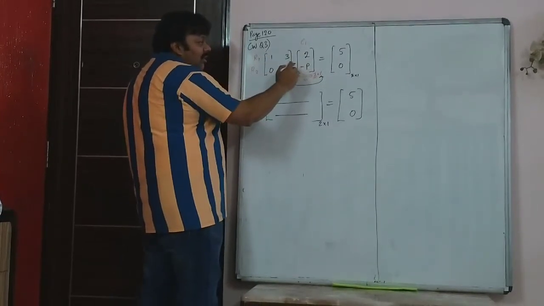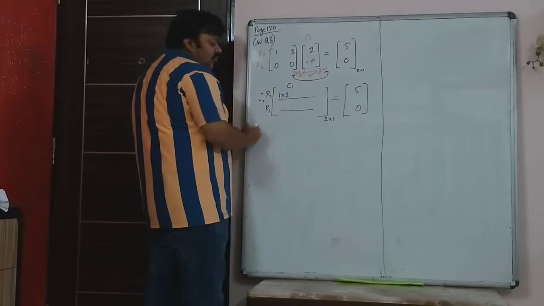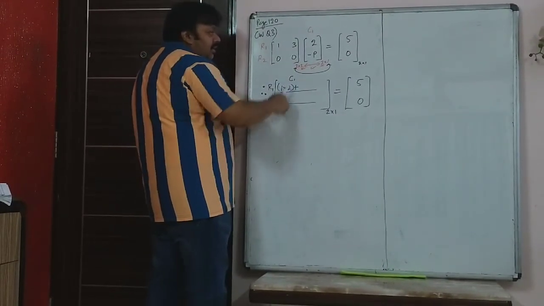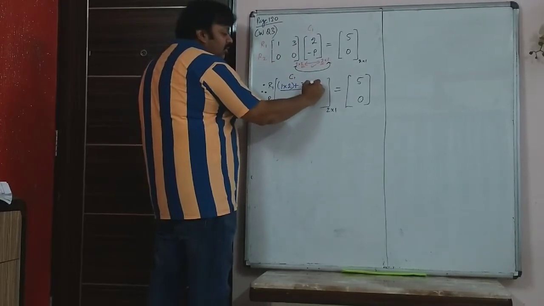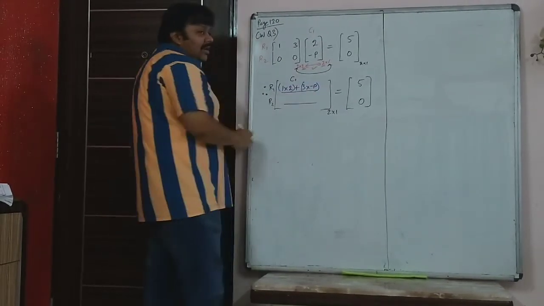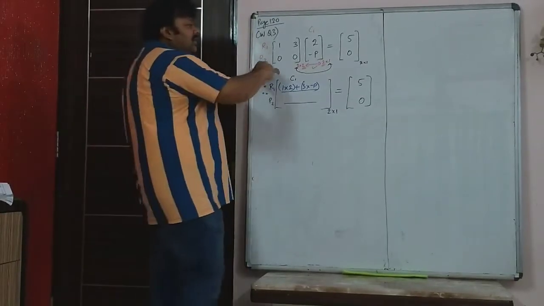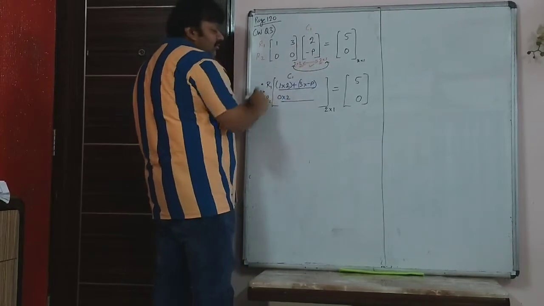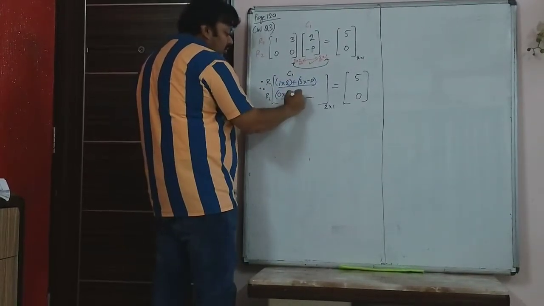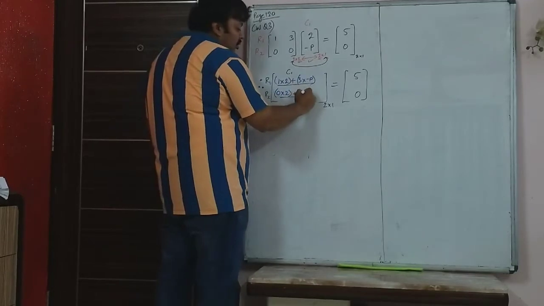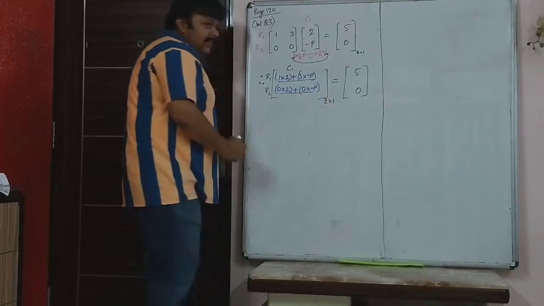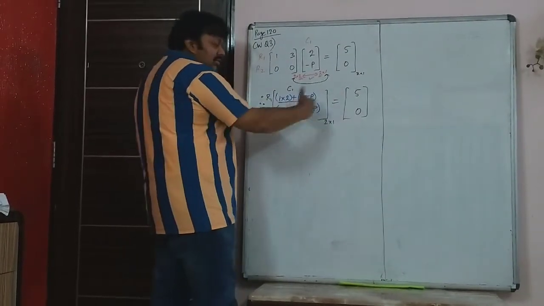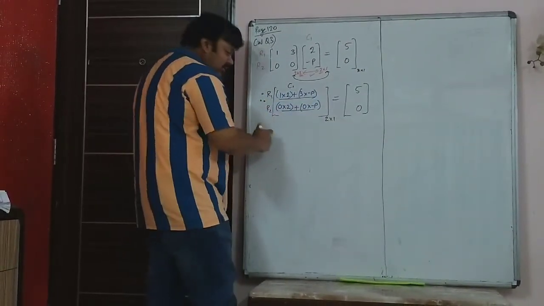So row 1 with column 1, 1 into 2, that's first element into first element, plus 3 into minus P. That will be minus 3P. And the second one is row 2 with the column, 0 into 2 plus 0 into minus P. So the second item is 0 itself, it has to be 0, because if that side it is 0, this side also it has to be 0.